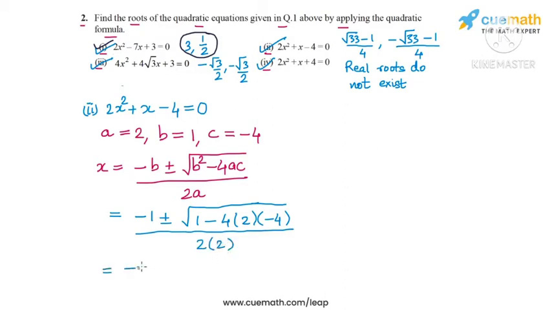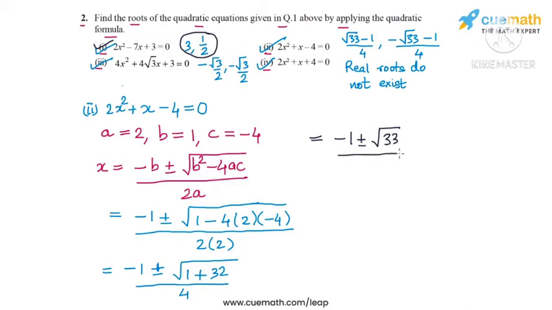So this is equal to −1 ± the root of 1 − 4 into 2 is 8, 8 times −4 is plus 32. So 1 plus 32, by 2 times 2 is equal to 4. So what is this equal to? So this is equal to −1 ± root 33 by 4.